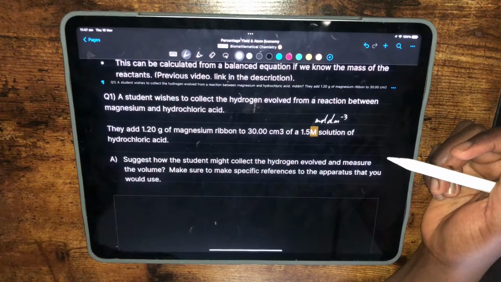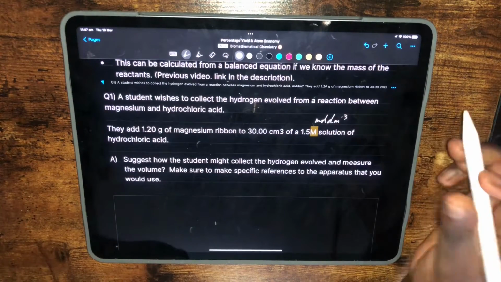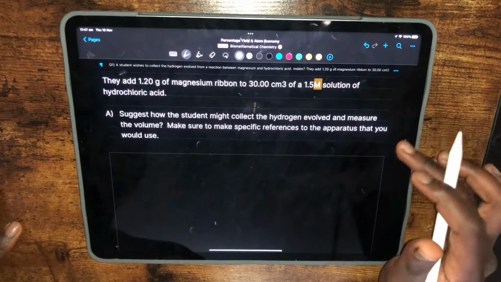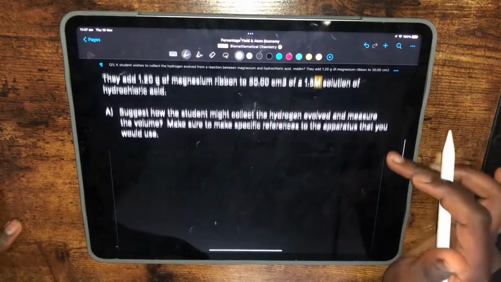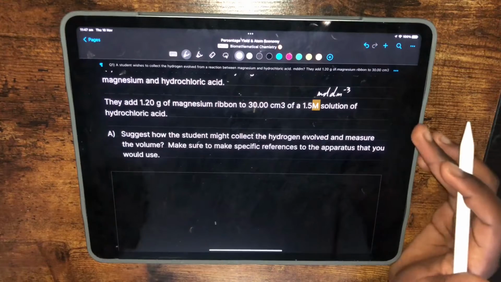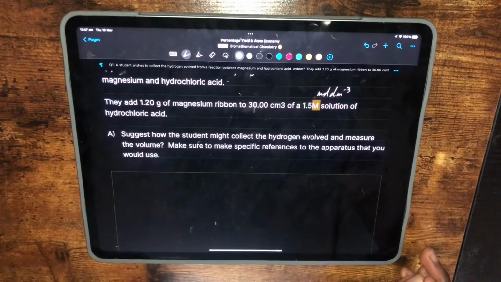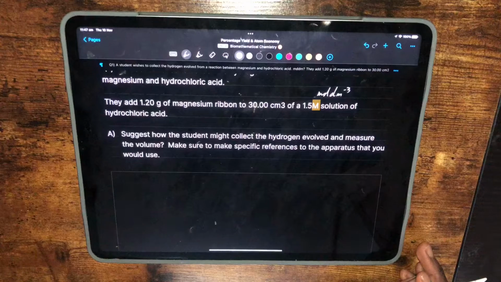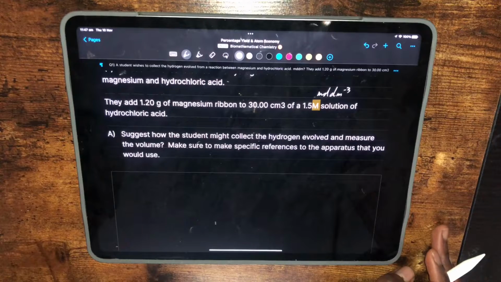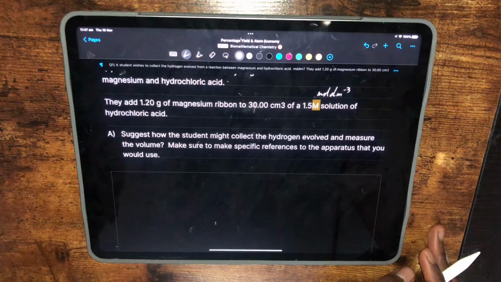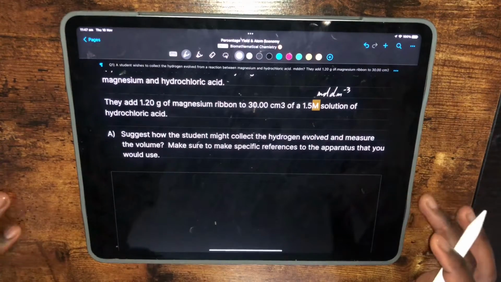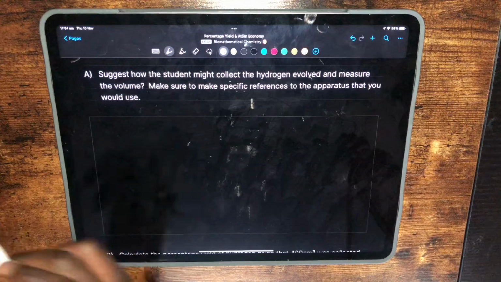Make sure to make specific references to the apparatus that you would use. Here it's just experimental. This is something that you should know from GCSE. It's a practical that you should know about the magnesium ribbon. This is usually to find out the rate of reaction. It's definitely year 2 physical rate of reaction.